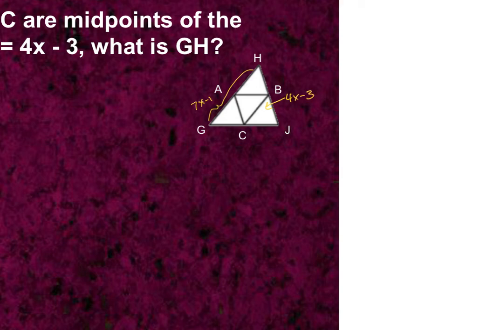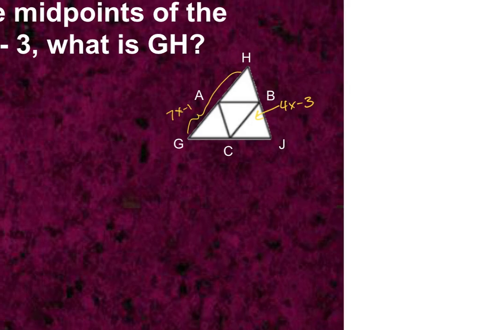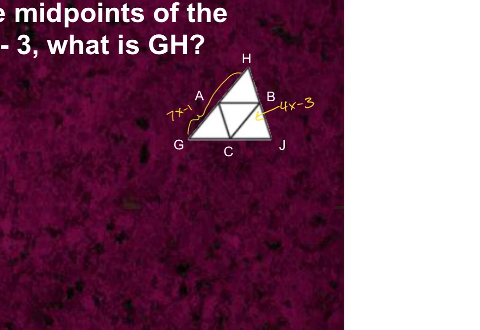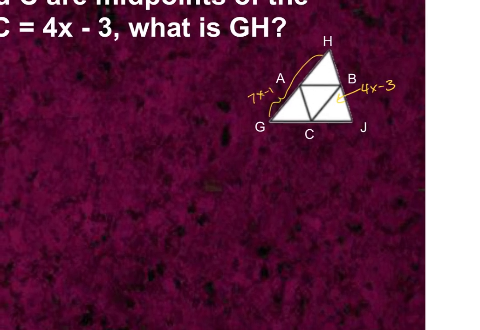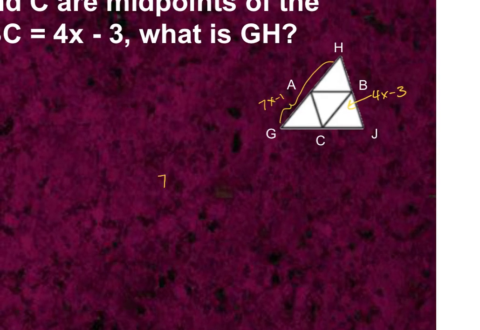Using those two expressions, what do you think we should write in terms of our equation? 7x minus 1 equals 2 times 4x minus 3. How did you come up with that? Because it's parallel, so it's double.